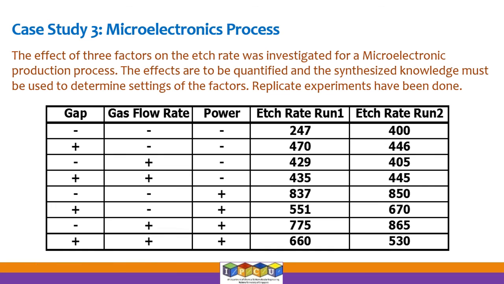It's a 2 to the power of 3 design in a semiconductor etching process. You have gap, gas flow rate, and power as the three input factors, and etch rate is the output value of interest. What you do is duplicate experiments for each setting. So you have 8 settings, but you do a total of 16 experiments. At low for gap, gas flow rate, and power, one time you get a value of 247. Another time, when you do it as another run later in a random order, you get a value of 400. So there are two readings.